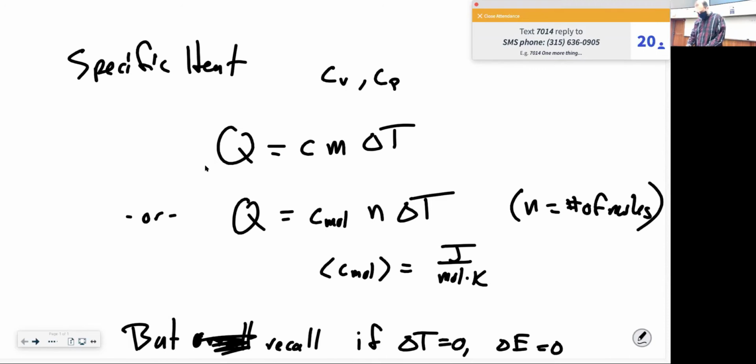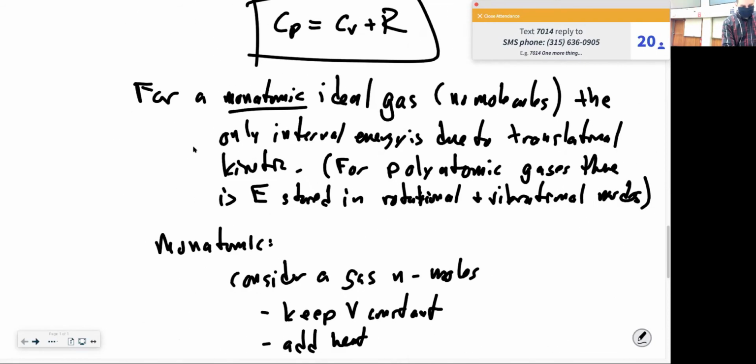Okay. Let's think about polyatomic gases.